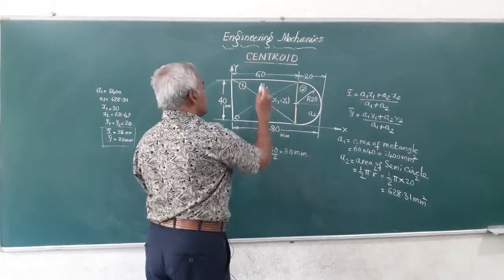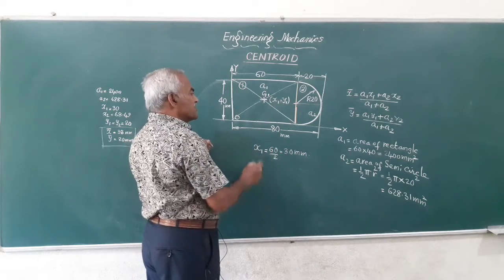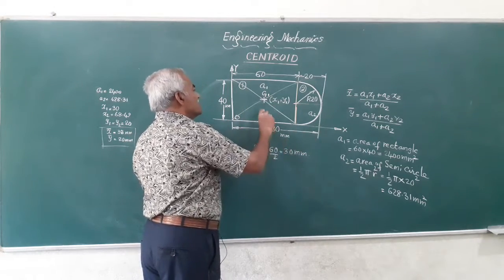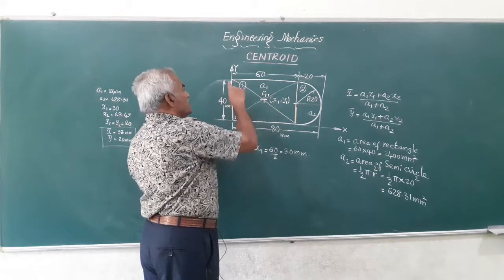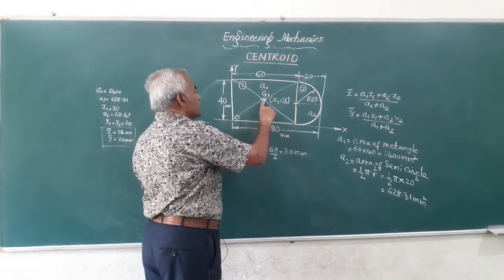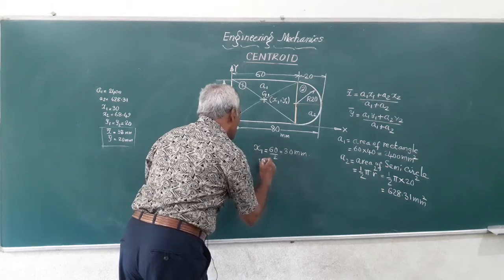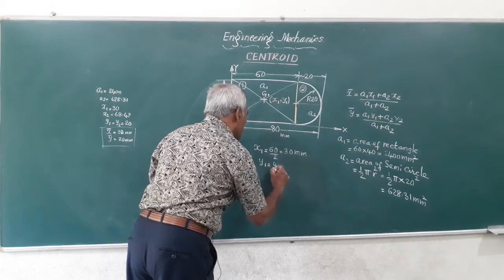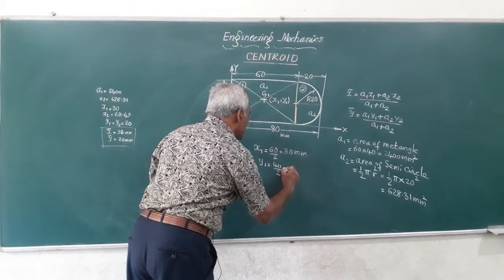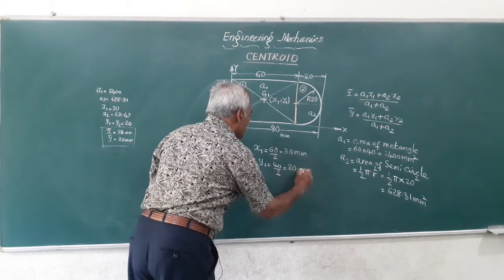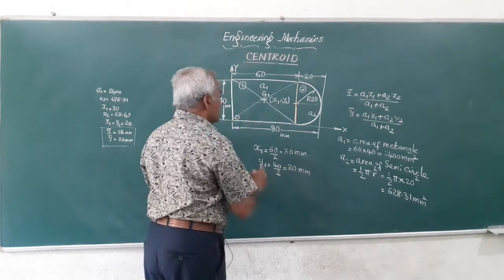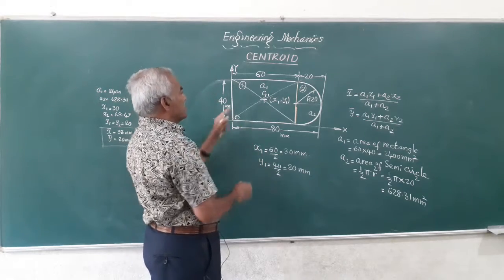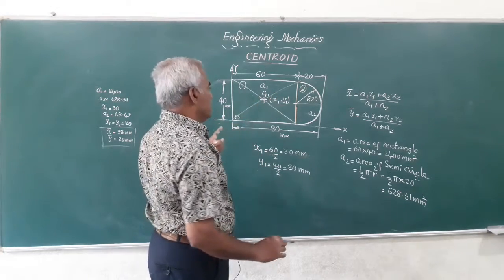Similarly, what is y1? y1 distance is measured from the x-axis. So this distance is y1. The total height is 40, so y1 will be 40 by 2, that is going to be 20 mm. So we have x1, y1, the coordinates of the centroid of the rectangular plate.